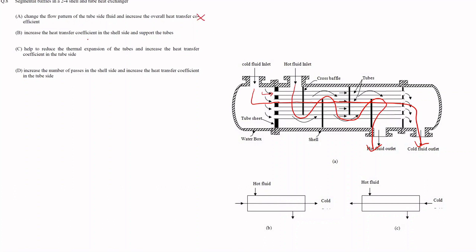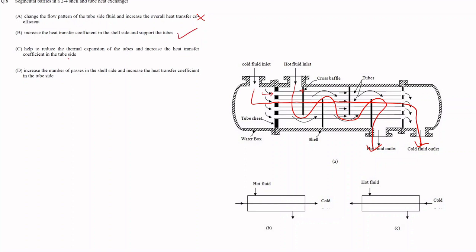The second option is: increase the heat transfer coefficient on the shell side and support the tubes. Yes, these are the baffles, and from the diagram we can see that they serve the purpose of supporting the tubes. Also, if I introduce baffles in our heat exchanger, then the flow through the shell side will be hindered, so we will have a kind of turbulent flow, and that will increase our heat transfer coefficient. So due to the presence of baffles, the heat transfer coefficient is increased due to turbulence, and the tubes are also supported. So the given option is correct.